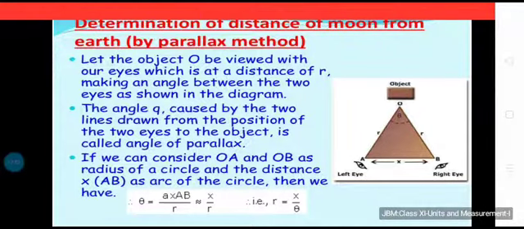This angle can be measured from the same location on the Earth. It is the angle between the two directions when two diametrically opposite points of the planet are viewed through the telescope.